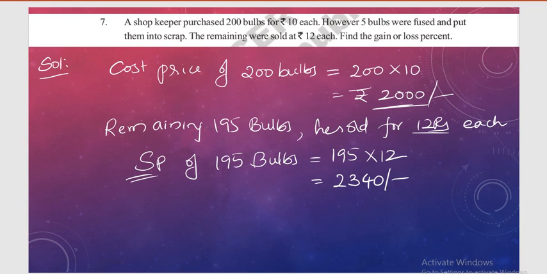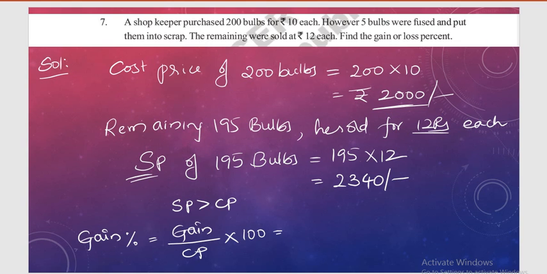Now if you observe these two, which one is greater? Cost price is 2000, selling price is 2340. So since selling price is greater than cost price, what can I say? He has a gain, right? So since he got a gain, directly we can find out gain percentage. So gain percentage is nothing but gain by CP into 100, because gain or loss is always calculated on CP.